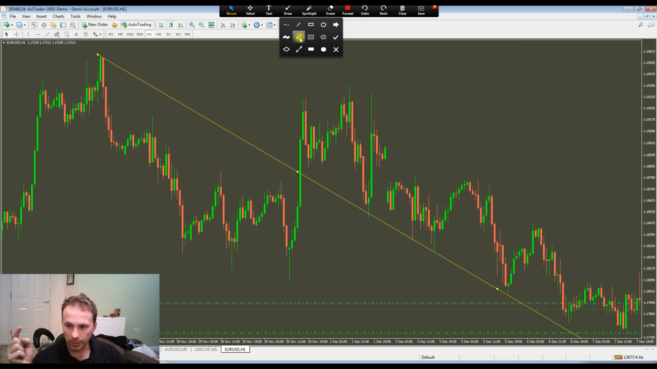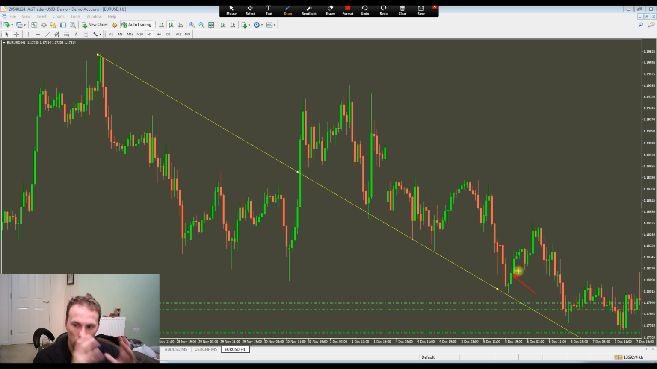Let me draw my arrow. So you got in right there with a forex trade. You see a nice price action off the trend line, engulfing candle. There's my entry. Where do you set your stop loss? I mean your take profit.